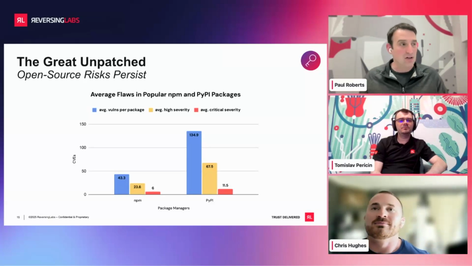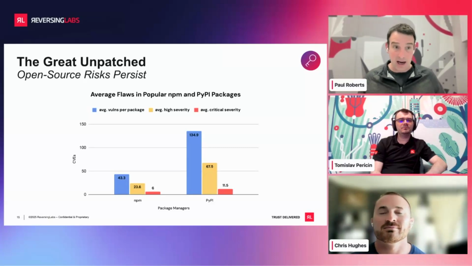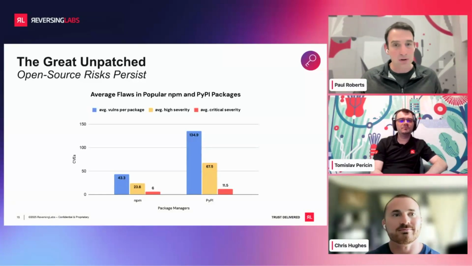Sure. And I should note these are averages. There were definitely some packages that had outsized numbers of vulnerabilities, including critical and high. And so actually, when you look at the median numbers for the packages, these numbers are a little bit lower. But the trend is really clear.